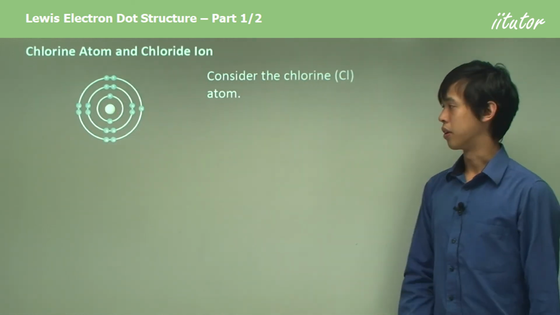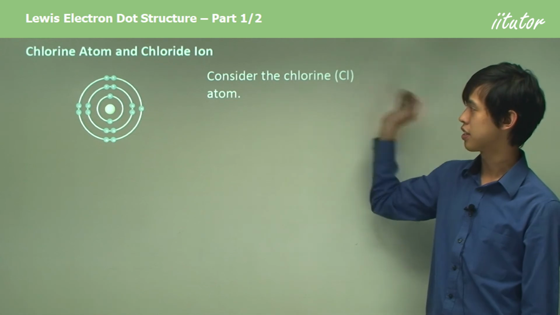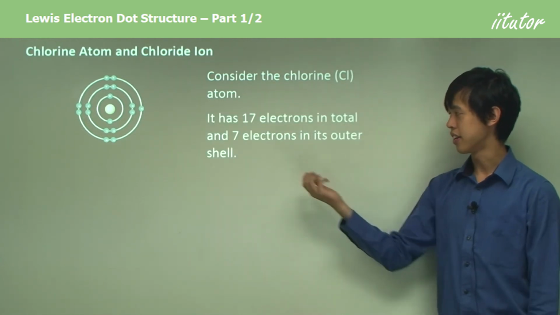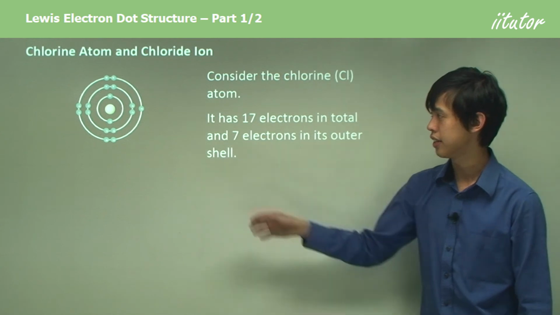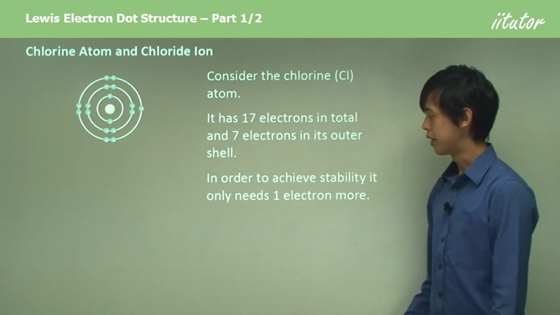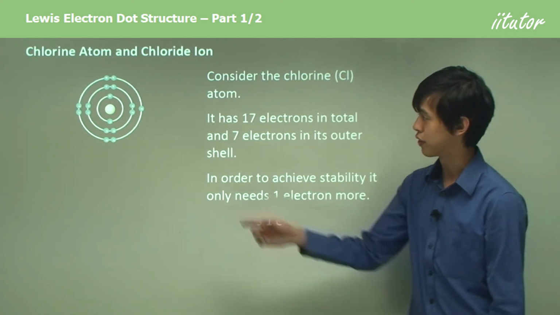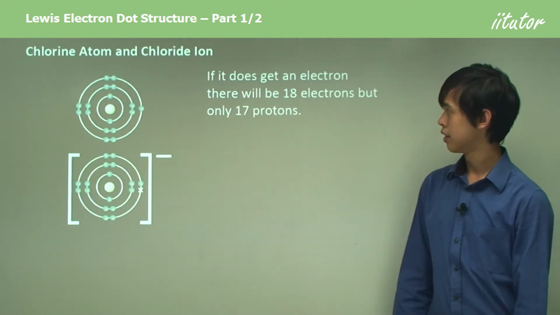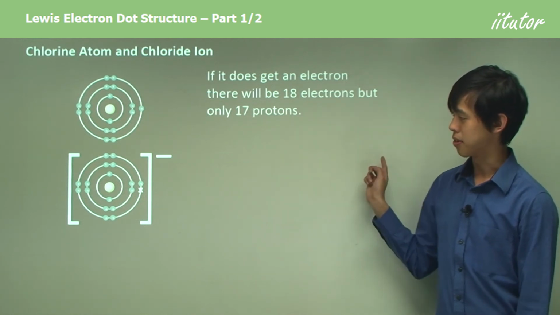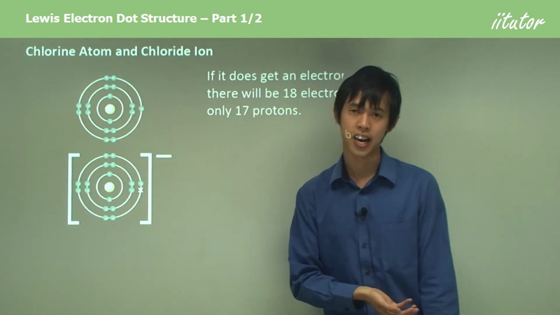We'll look at it more closely now. The chlorine atom and chlorine ion. Let's look at the chlorine atom. It has 17 electrons in total and 7 in its outer shell. If you count all those dots, you'll definitely see that. In order to achieve stability, it only needs 1 more electron. It only needs to fill this 1 space here. If it does get an electron, there will be 18 electrons, but only 17 protons. You can see that it's filled with an X here, because that's an electron from another atom.